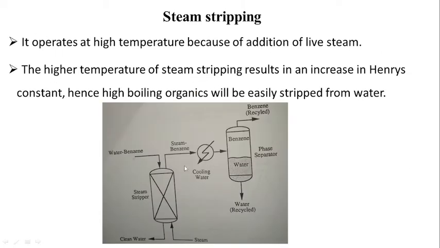Next is steam stripping. If we need to purify a water-benzene mixture, we strip using live steam, which is at high temperature. The high temperature of steam stripping results in an increase of Henry's constant. Hence, high boiling organics will be easily stripped off from water. After stripping, it is condensed, and a phase separator is there from where we can recover the water and benzene separately.